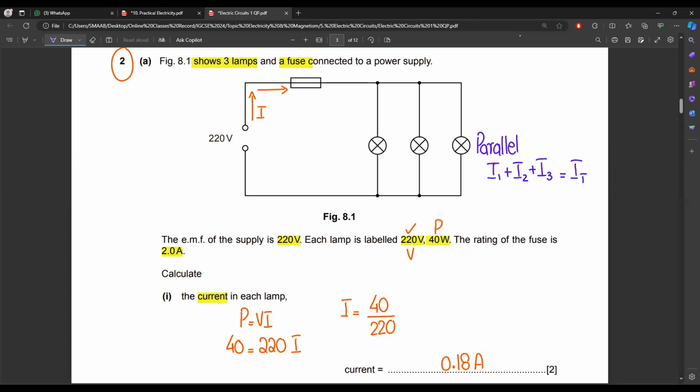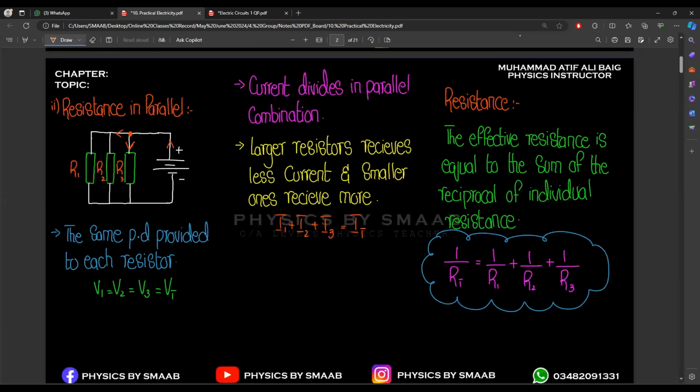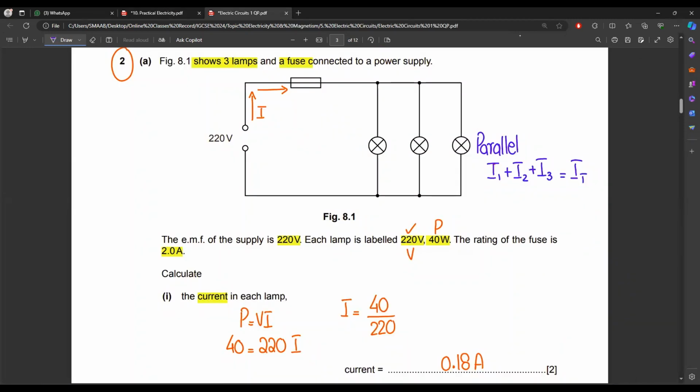So this is the concept that we studied in the resistance also over here, that in parallel combination electric current will be divided. So we have to find out by adding all the values of electric current. So this is the hint for your second part of the question, that you have to just add up all the values of electric current, or just multiply the value of current by 3, because there are 3 lamps. It means the value of electric current passing through the fuse is the total value of current, and after passing through the lamp it will divide like this.